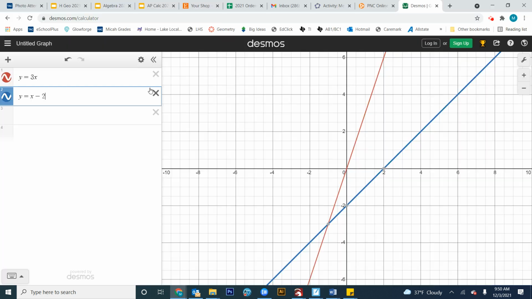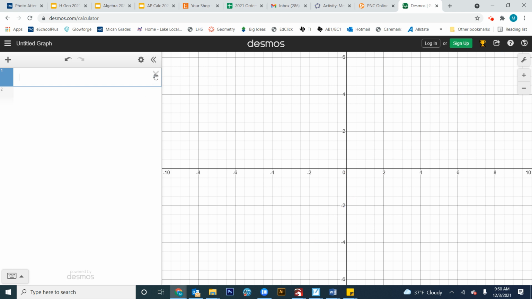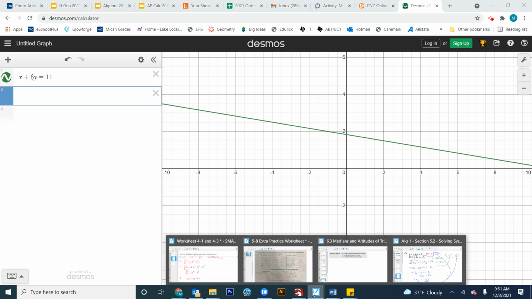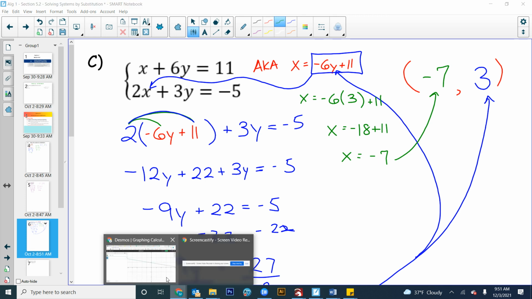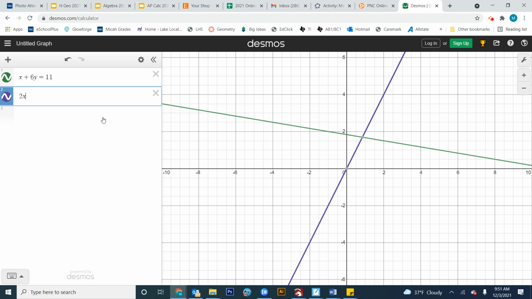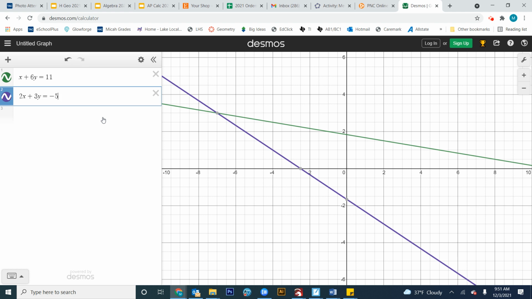But Mr. Parker, can I type in x plus 6y equals 11? Yes. You don't have to solve it for x or y to graph it. How about 2x plus 3y equals -5? 2x plus 3y equals -5.